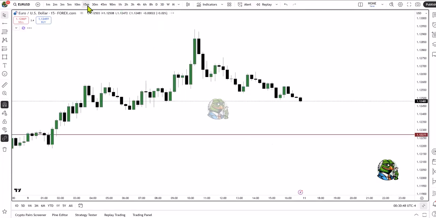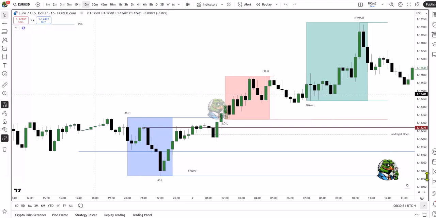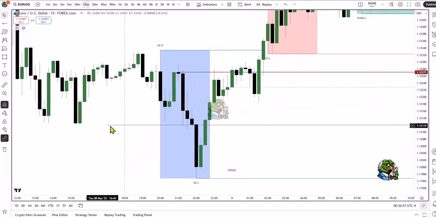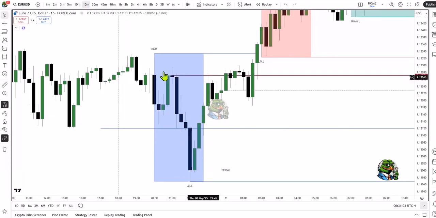Then I jump down into my 15-minute time frame and I look at the Asia range. So there is the previous daily low marked by this line. We've gone through there and reversed, and that sets up my interest in this market when a previous daily low has been taken.